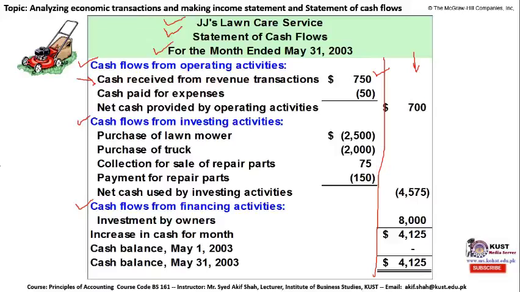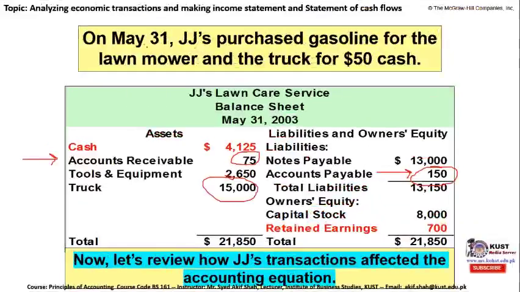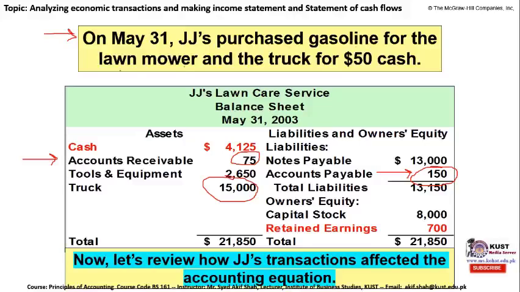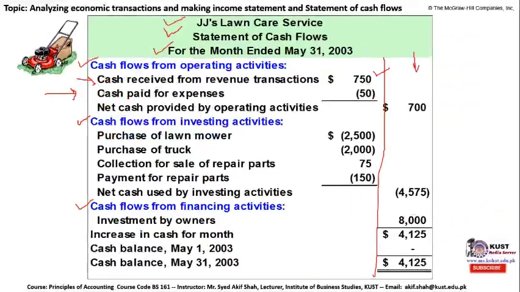Once again, we have to check out the expenses in order to complete our operating activities section. Here on May 31st, we can see that this transaction gives us the data related to the expenses: JJ's purchased gasoline for the lawn mower and the truck for $50 of cash. Therefore, we have to mention this transaction in the second part of operating activities, which is cash paid for expenses.